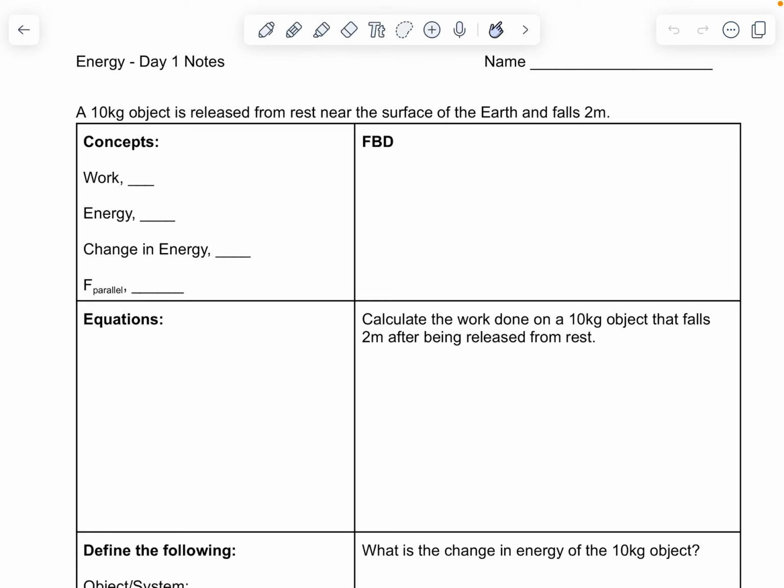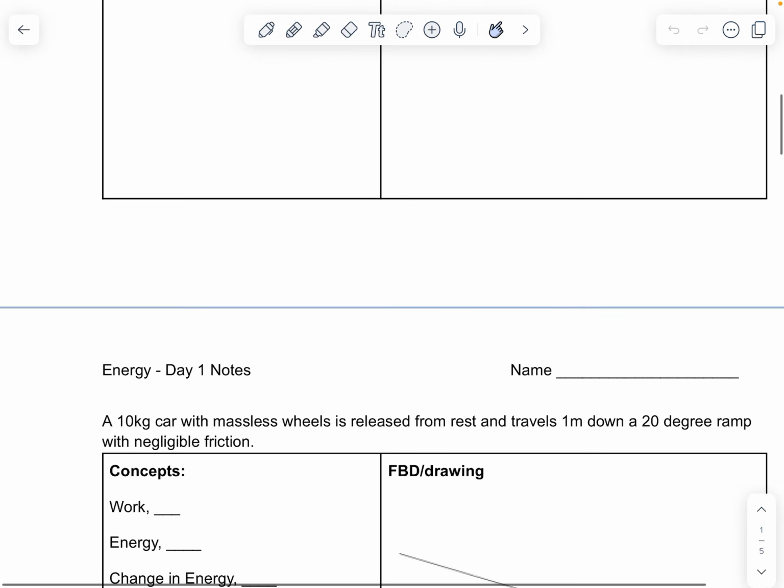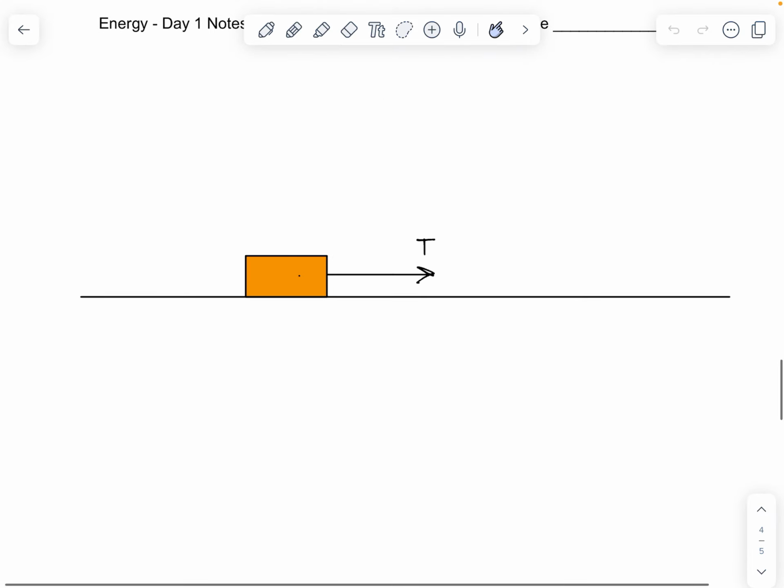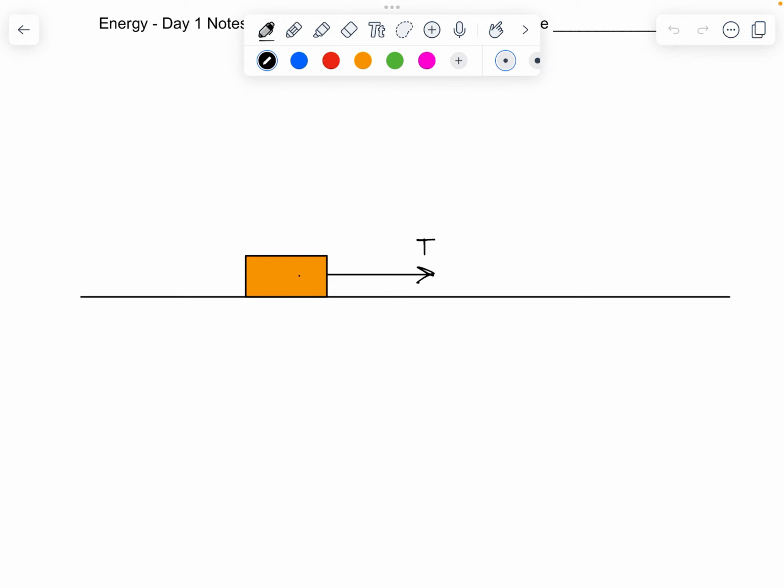All right, so we're gonna fill out this energy notes worksheet. I'm gonna start off by talking a little bit about work in terms of a single object. So let's say we've got a block right here and it's being pulled by somebody, so T for tension. And if I said, okay, draw a free body diagram of the block, then we would have the gravitational force going down, and then we would have the normal force going up, and then we'd have the tension force going to the side.